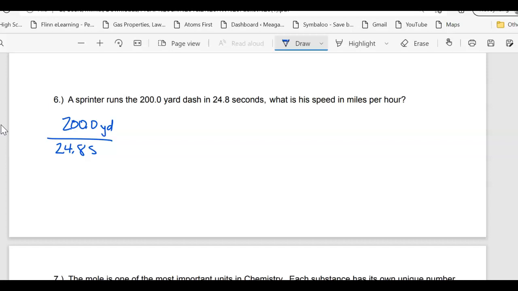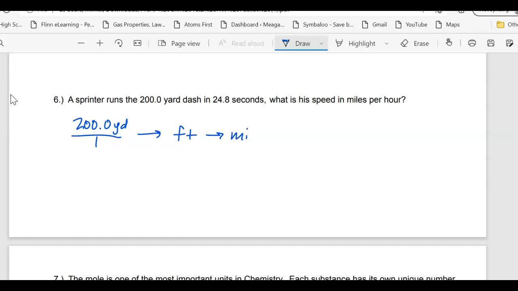Now you could start it like that. Some people don't like this because it's not a 1 right here. That's kind of up to you. So some people will start it like this, where it's going to be all one long line. Or you could do it as 2 different conversions, and have 200 yards over 1, and go from yards to feet to miles.